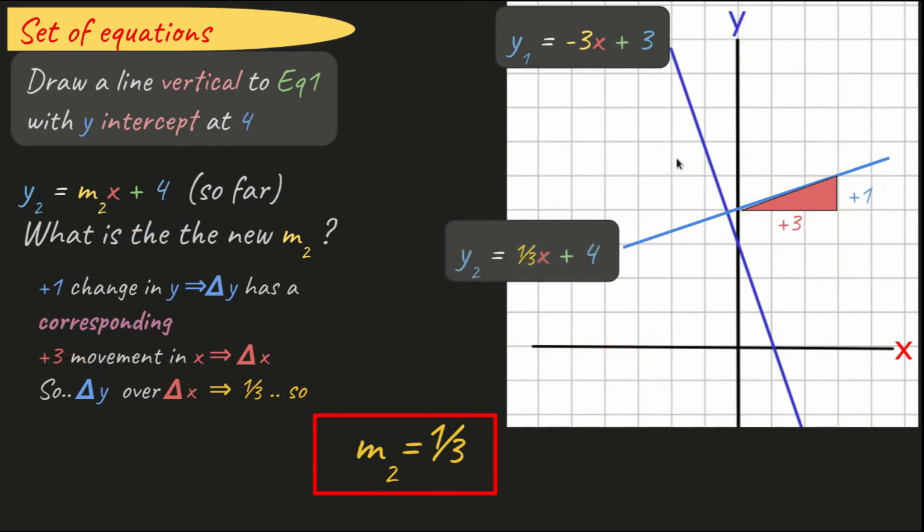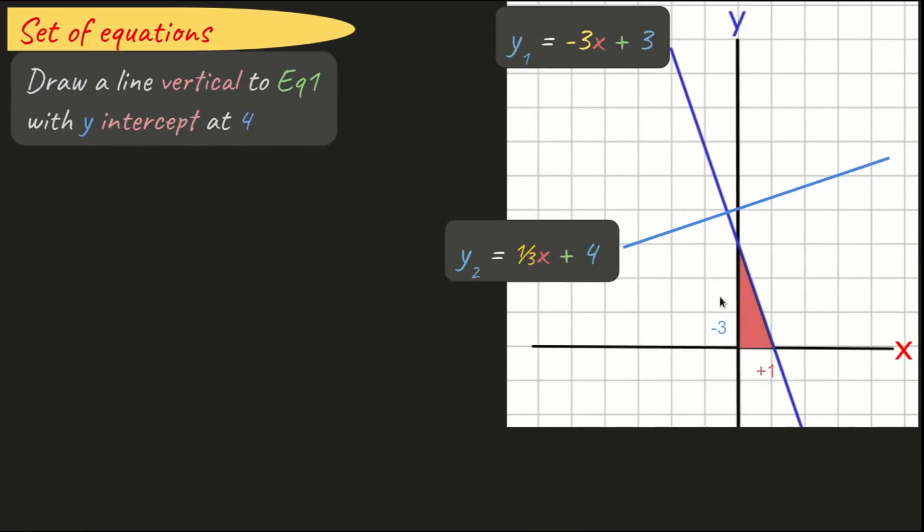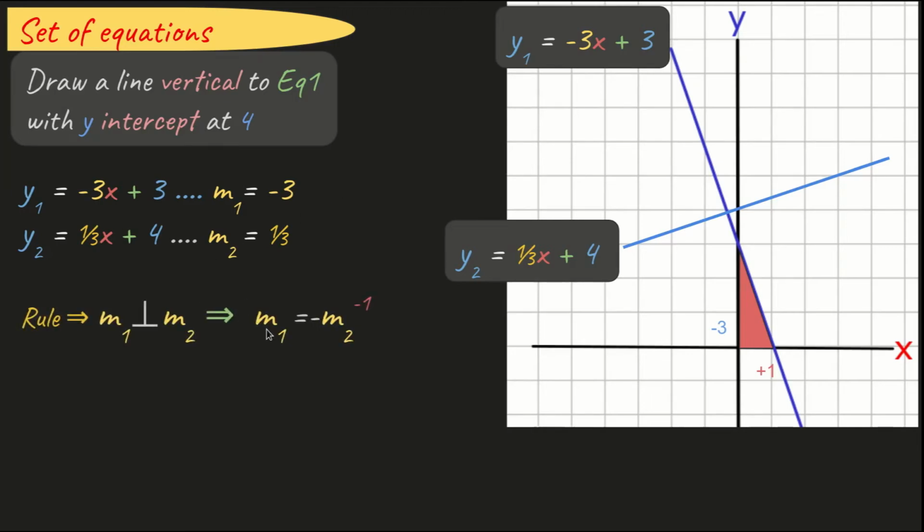We know the lines are vertical, and we can now write the full equation of our second line, or our vertical line. We have our two equations, y1 and y2, and they look like this. Let's evaluate the slopes. m1 is negative 3, m2 is a third. Now, let's look at them in a bit more detail. Our rule says that m1 is vertical to m2 if and only if m1 is the negative inverse of m2. And if we can prove that equality, we know the lines must be vertical. We've already proved it by our little trick with moving the triangle, but let's carry on.